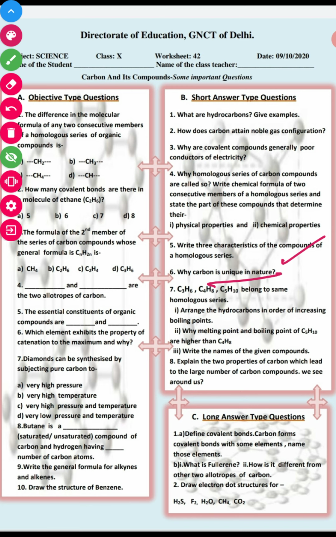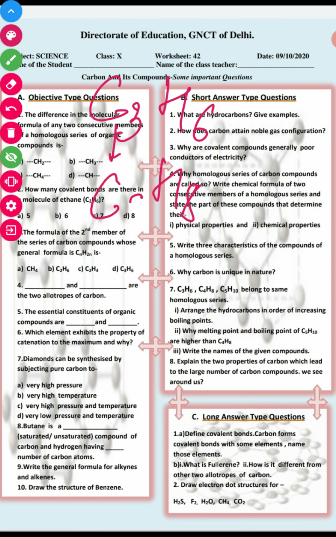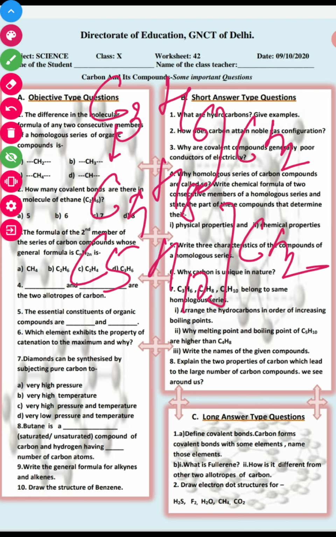C3H6, C4H8, C5H10 belong to the same homologous series. Yes, they belong to the same homologous series. Why? See the difference in their carbon. C3H6, next is C4H8. Then what is the difference between these two? CH2. Next C5H10. Again the difference between these two is CH2. So they belong to the same homologous series.